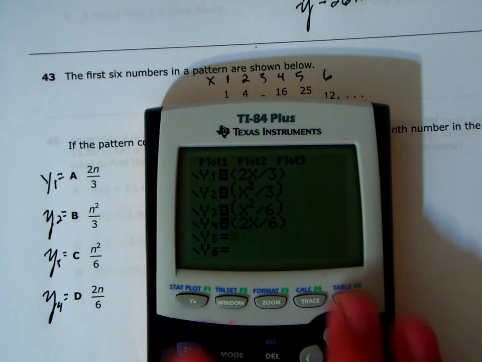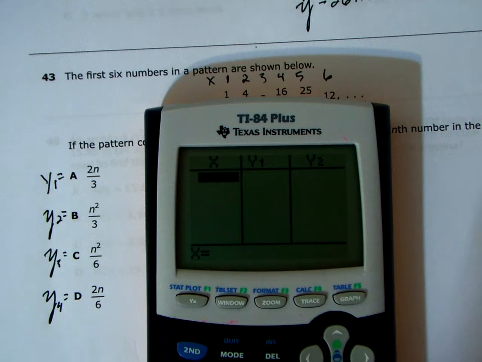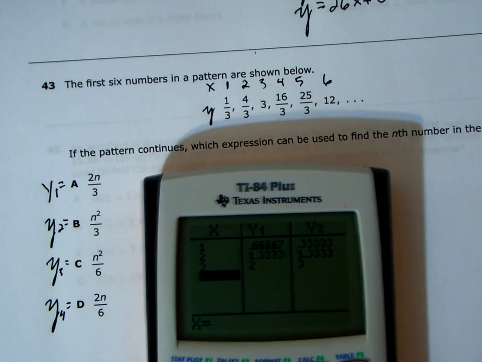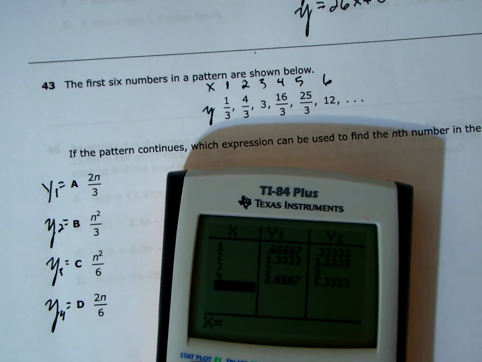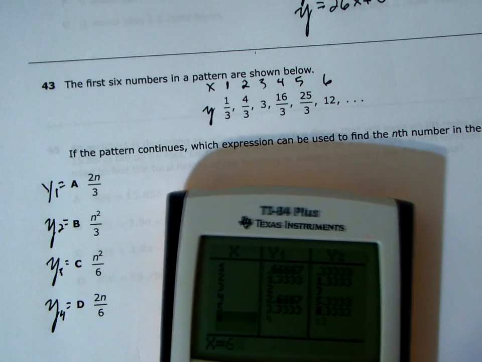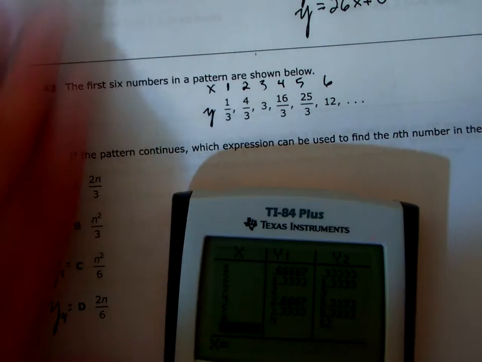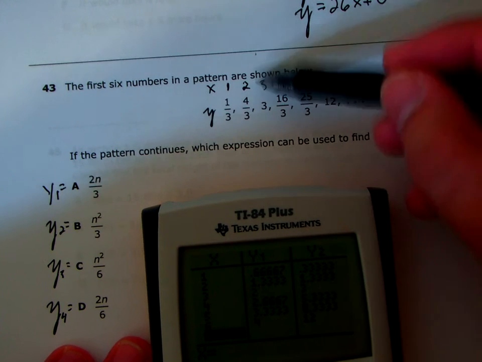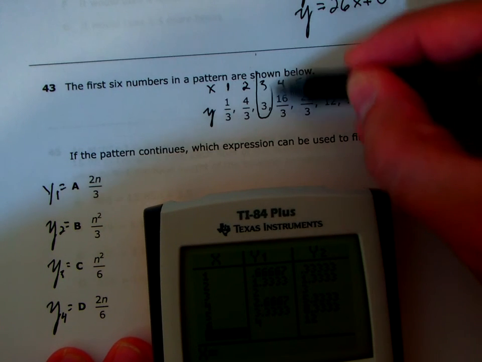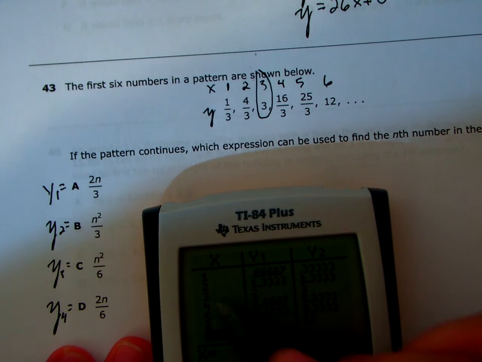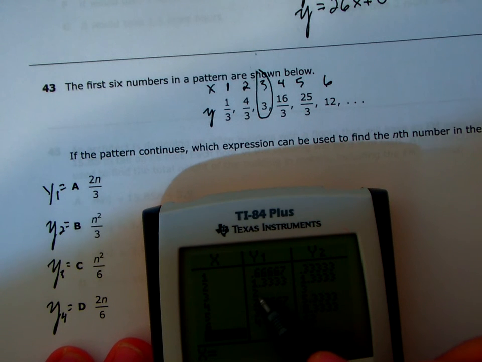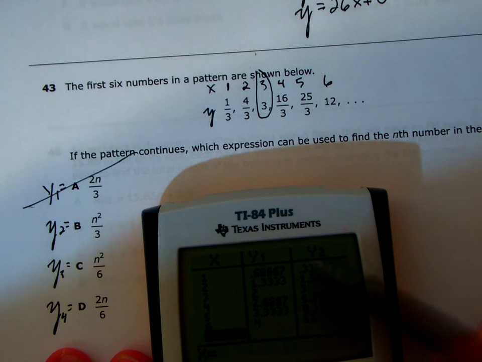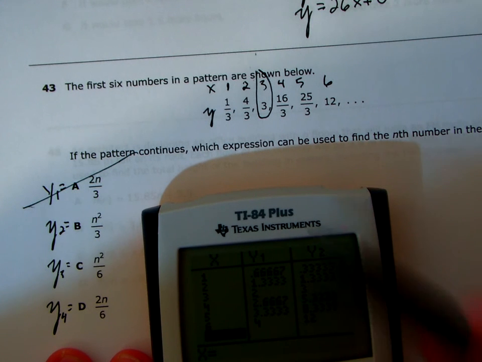We're gonna go look which one works. Let's type in our numbers. 1, enter. 2, enter. 3, enter. 4, enter. 5, enter. 6, enter. Okay? So on this first one, what do we get when x is 3? Number 3 is 3, right? So is number 3 equal to 3? No, right there. So that one's wrong. A is wrong. So let's look at y2. Is number 3 equal to 3? Yes.